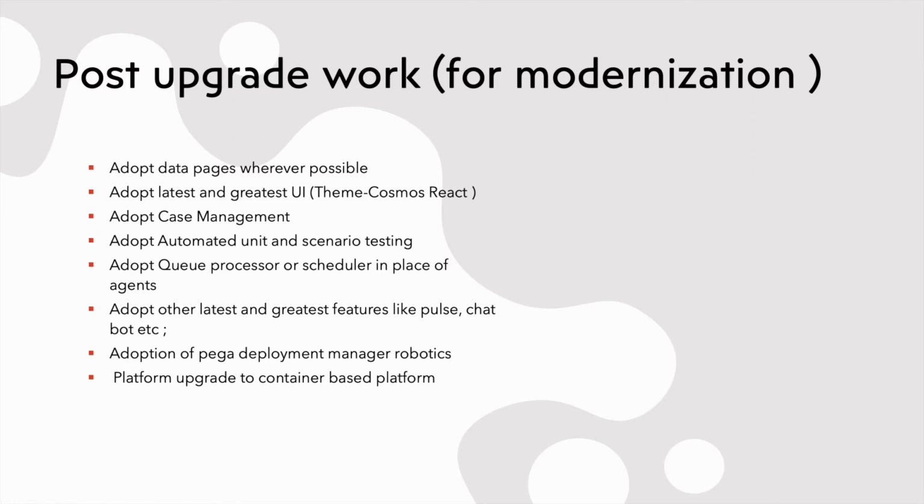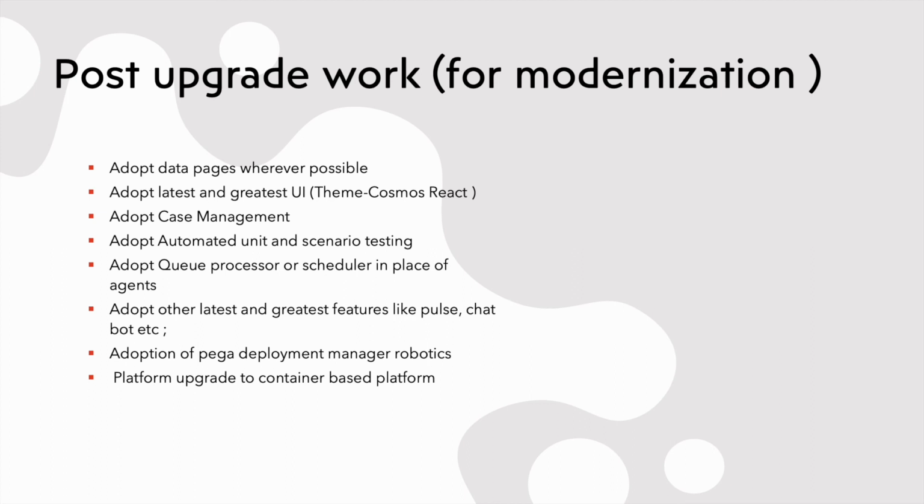Then adopt case management. Adopting case management is also very important, because let's say your application was initially developed in 6.x, then you upgraded to 7.x, and now you are upgrading to 8.x. So adopting case management is very difficult, it won't be easy, okay. That is where I have mentioned it here. But if you want to go for future proofing, if you want to fully modernize your applications and reduce your maintenance cost in the future, you need to adopt case management, okay. The next one is you can adopt automated and scenario testing, because Pega is giving that in the latest version, so we can do that, okay.